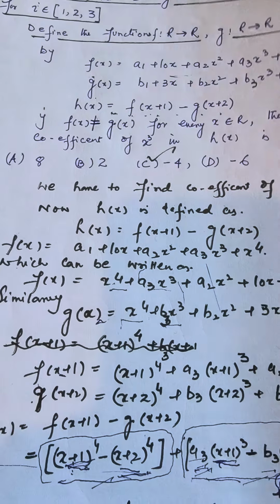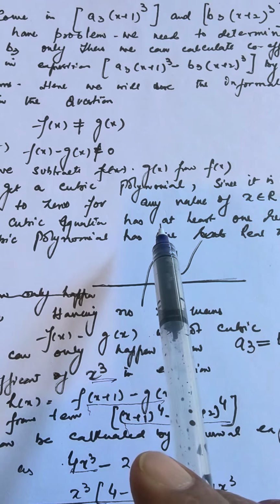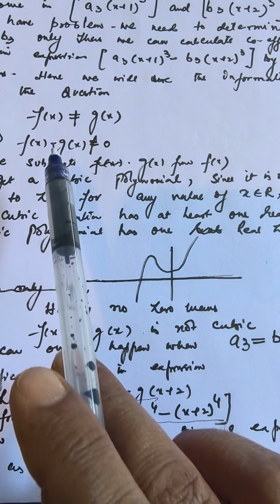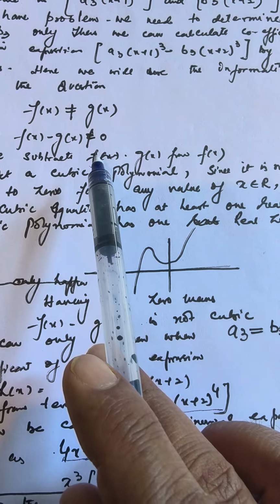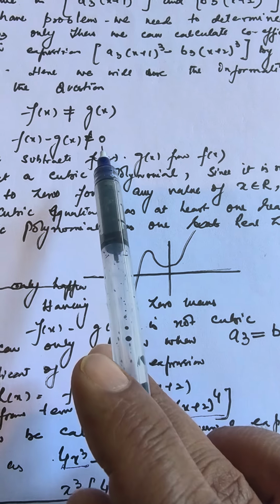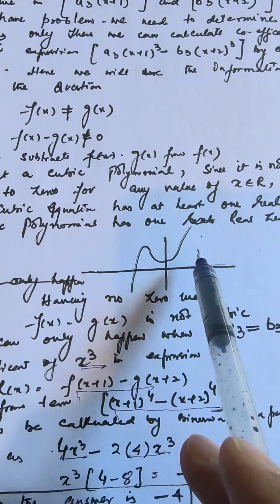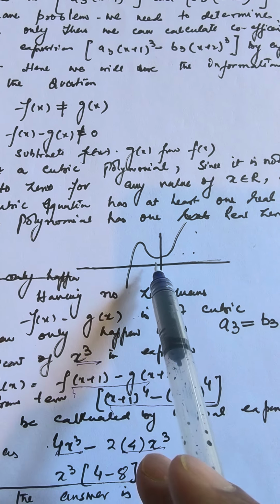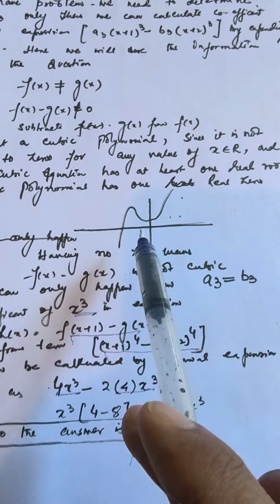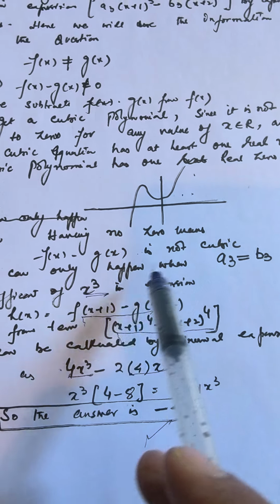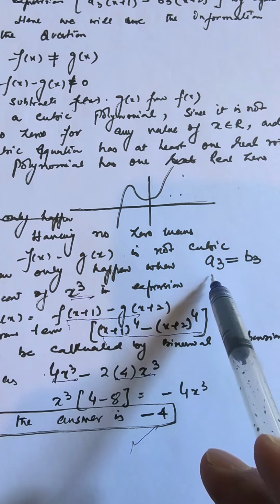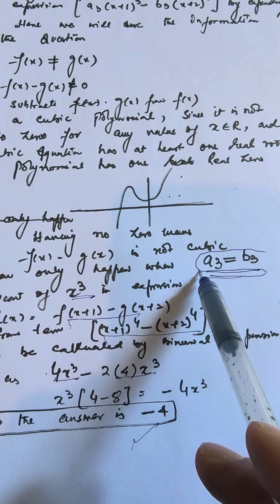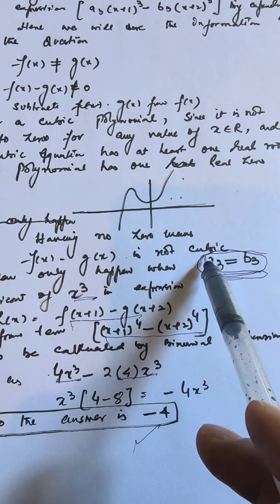We know that any polynomial equation of degree 3 has at least one real root. But he is saying that f of x minus g of x, the polynomial we are getting, is not equal to 0, that is, it does not have a real root. That can only happen when a3 is equal to b3, so that our x cube term goes and we get a quadratic polynomial. Since it is not cubic, a3 should be equal to b3. This is the main thing we get from this question.